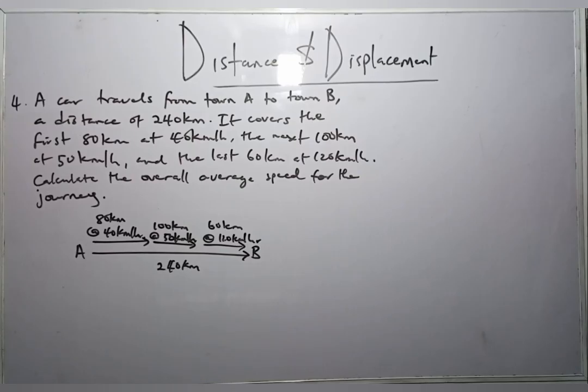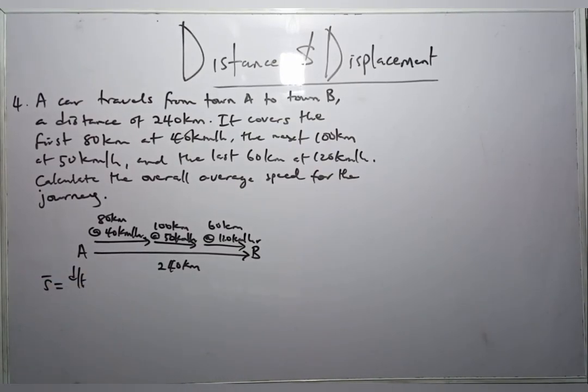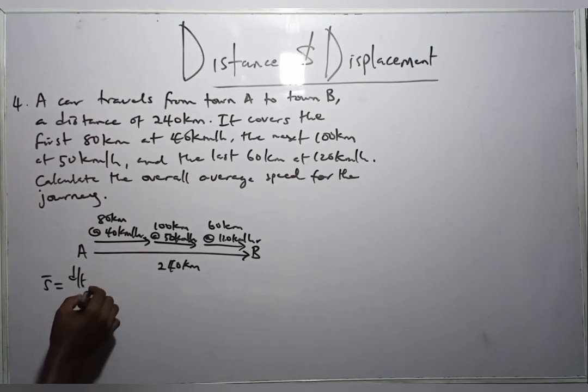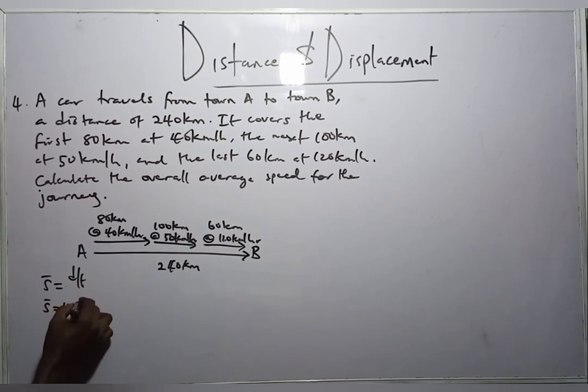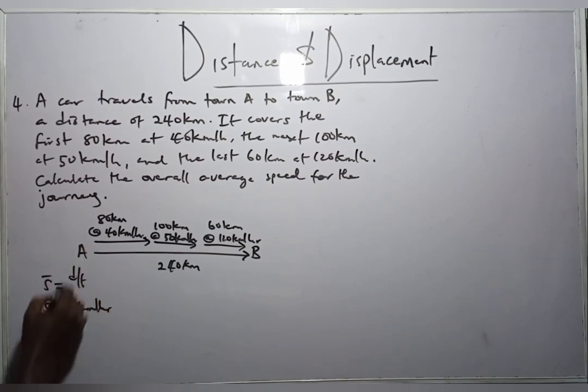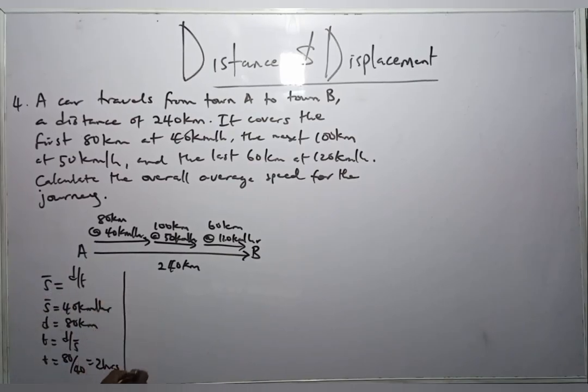Now we are asked to calculate the overall average speed for the journey. So this is what we are going to do. Since speed is equal to distance over time, let me list out what we're given in the first journey. Speed is 40 kilometers per hour, while D is equal to 80 kilometers. So we are left with time. How can we calculate time? Time is equal to distance over average speed. Time for this part is 80 over 40, which is 2 hours. That is for the first part of the journey.